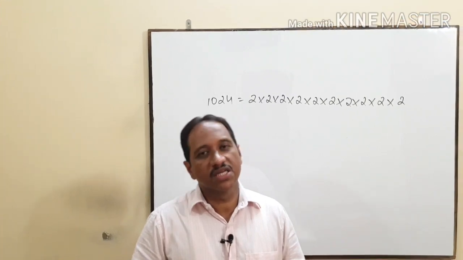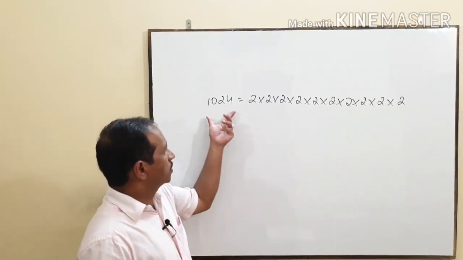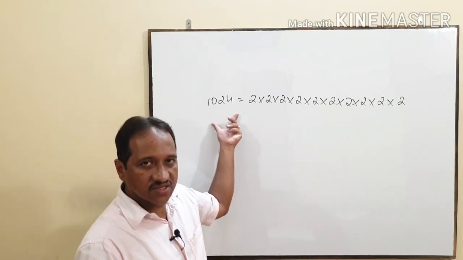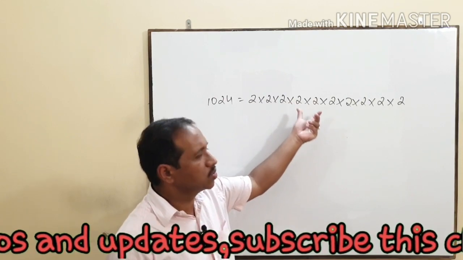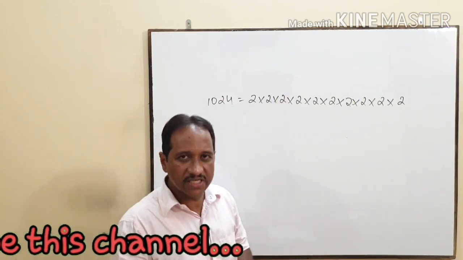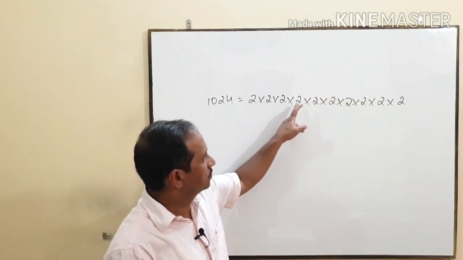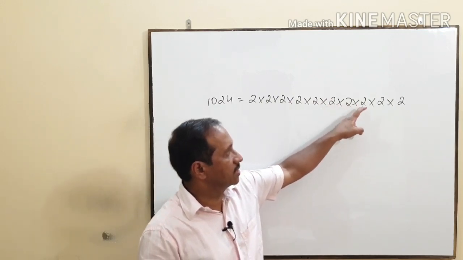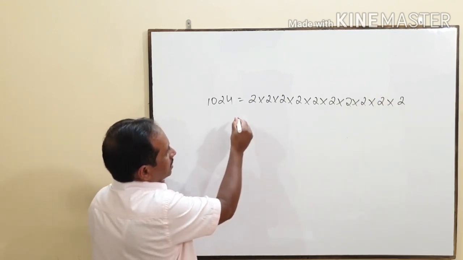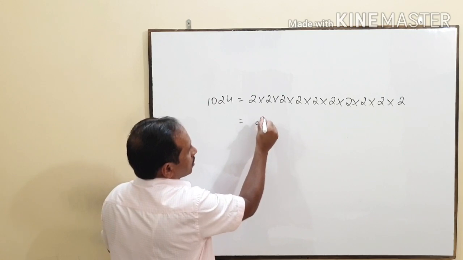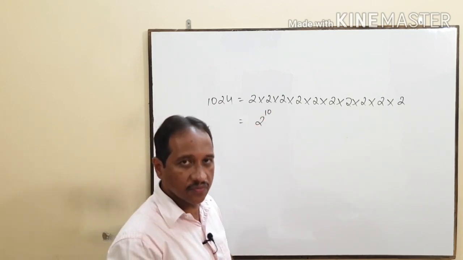What is the exponential form of a number? Let us see an example. 1024 on prime factorizing, you get 2 into 2 into 2 into 2 into... How many times 2 is multiplied? 10 times. 1, 2, 3, 4, 5, 6, 7, 8, 9, 10. So this 1024 can be written as 2 raised to 10, which is called the exponential form.